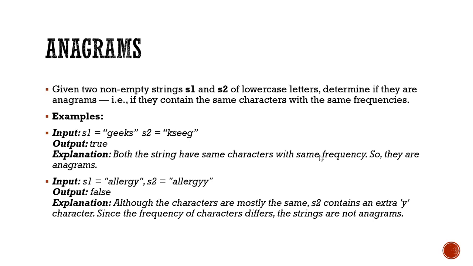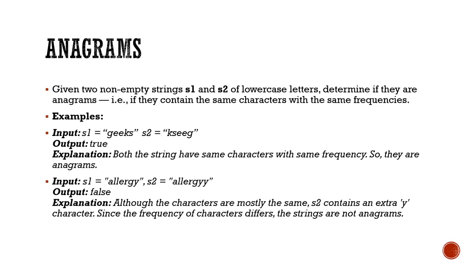So let us see example one, where we have S1 equal to geeks and S2 equal to KSEEG. All the characters of S1 and S2 are matching here, just that their index positions are changing. So hence it is true. If you see example 2, S1 equal to allergy and S2 equal to allergy with an additional y, where it has an additional character, and hence it will be false.